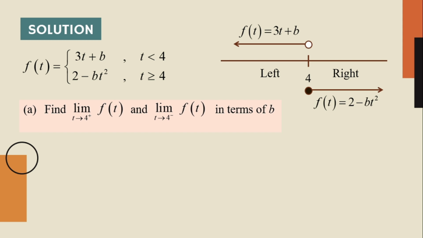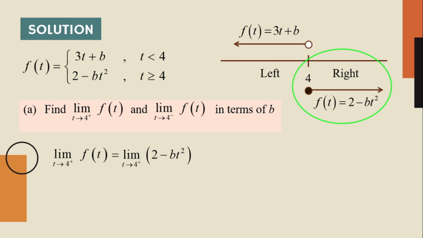Question A, we are asked to find the limit of f(t) as t approaches 4 from the right, and the limit as t approaches 4 from the left, in terms of b. We find one by one. The first is the limit of f(t) as t approaches 4 from the right. You stay on the right of 4. Here the function is f(t) equal to 2 minus bt squared. So we replace f(t) by 2 minus bt squared and substitute t equal to 4, and get 2 minus b times 4 squared, or it is 2 minus 16b.